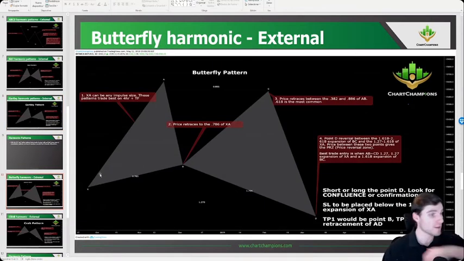With the butterfly, very similar to the crab. If you're longing here, then you want to see this move up on less bull volume and then decline on higher bear volume, and then move back up as people take profits on lower bull volume before you start to get your decrease from C to D, starting on high bear volume. As you move down towards point D, you want to see that bear volume start to decrease until you get to the low, and that's where you're then looking for your D.